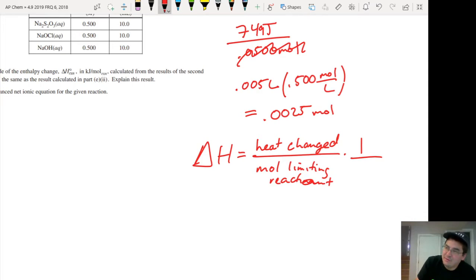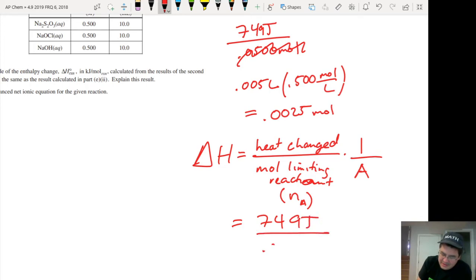Let's see, what's a good variable for stoichiometric coefficient? I'll call it this, and we'll call the moles of limiting reactant Na. Because they want it per reaction, or per mole of reaction, you have to account for the stoichiometry. We reacted this many moles of limiting reactant, and the stoichiometric coefficient for that reactant was 4. So you have to divide it by 4 if that's what you're basing your answer on.